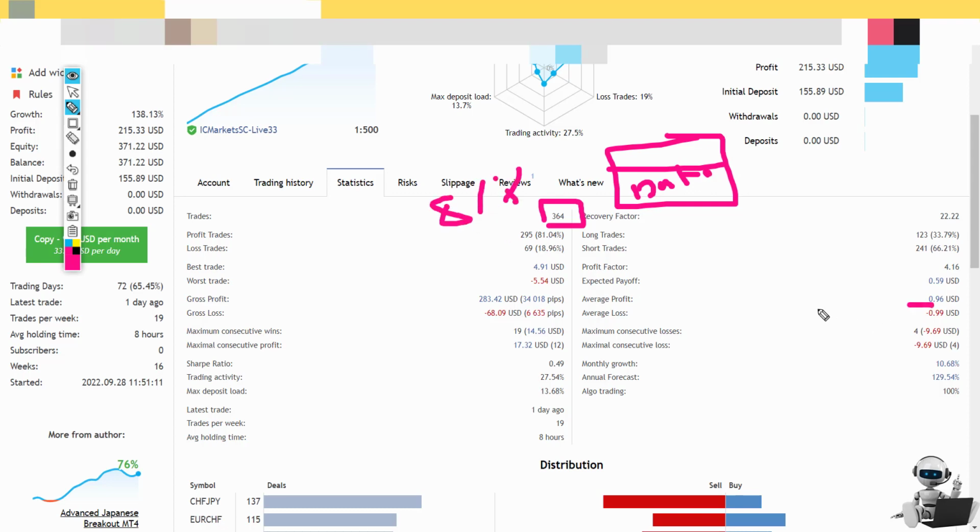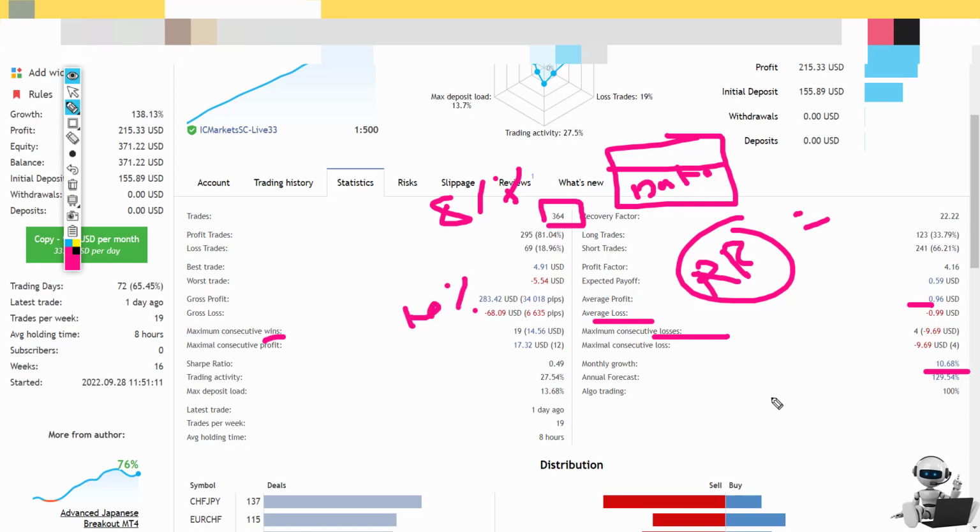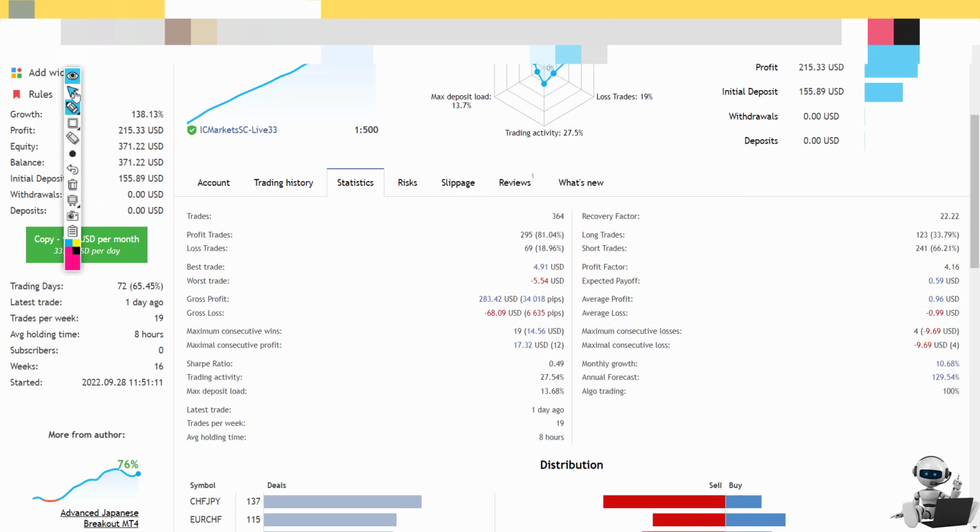The average profit is about equal to the average loss, so the return to risk ratio is also very good. It is like equal, but the only disadvantage we have is the average holding time. And you can expect to have a streak of wins over 19 trades and only 4 losses, so this is very good. For the monthly growth, or the average monthly profit, you can expect 10% and maybe more, 10 to 20 I would say, and the annual forecast is over 100%, so this is absolutely astonishing.